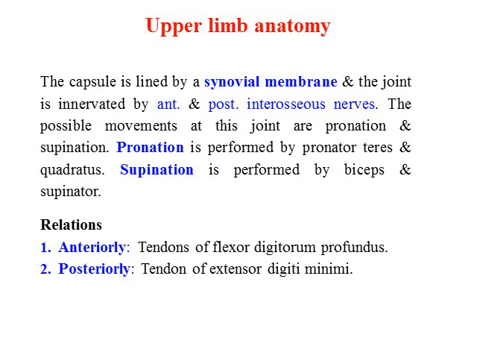The capsule of distal radioulnar joint is lined by a synovial membrane, and the joint is innervated by the median and radial nerve via the anterior and posterior interosseous nerves. The movements which are possible at the distal radioulnar joint are supination and pronation movement. The distal radioulnar joint is related anteriorly to the tendons of flexor profundus, while posteriorly to the tendon of extensor digiti minimi.